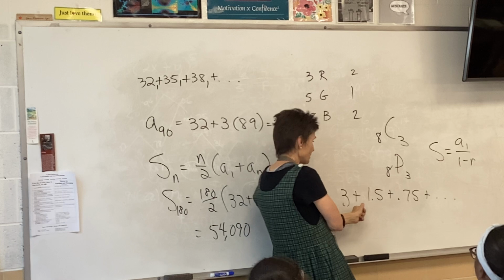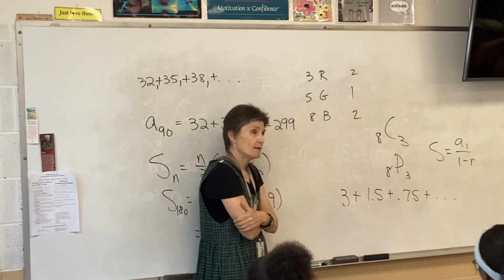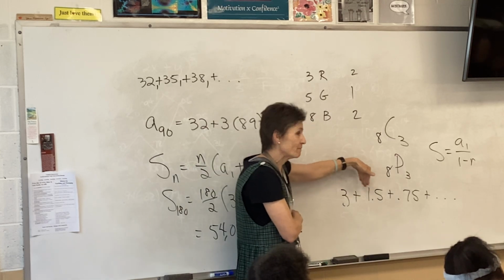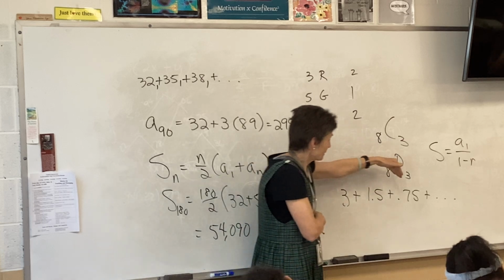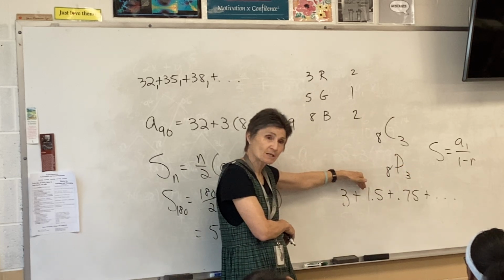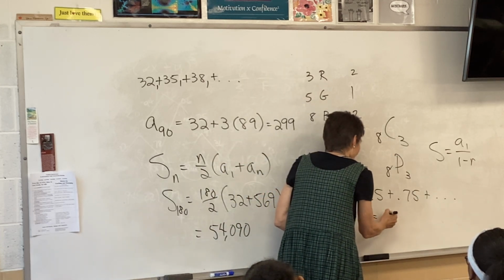What are we multiplying by here? Can you tell? 0.5. If you can't tell, you can do what we did in that other problem, 1.5 divided by 3, 0.75 divided by 1.5. That will always give you the common ratio, but it is 0.5, or 1/2.